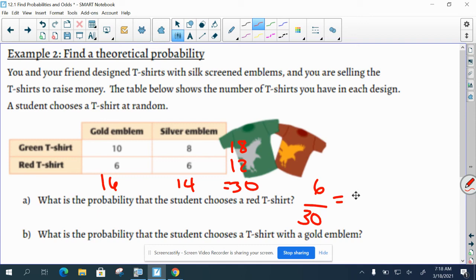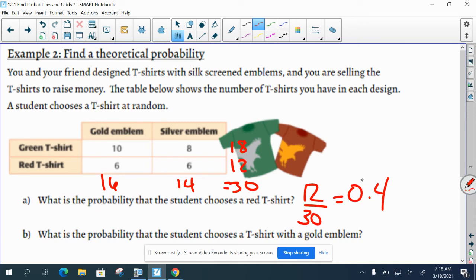And then this would simplify to, I'm sorry. 6 is not all of the red shirts, my bad. The total number of red shirts for gold and silver would be 12. Okay, so then 12 over 30 would be 0.4.